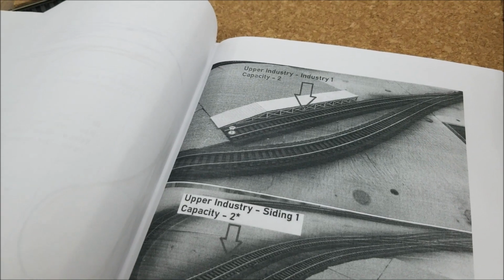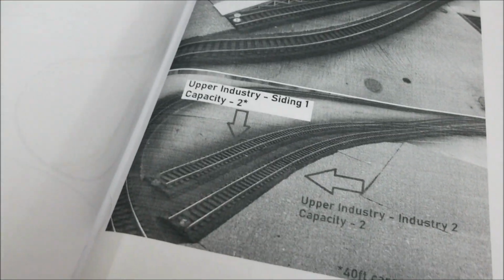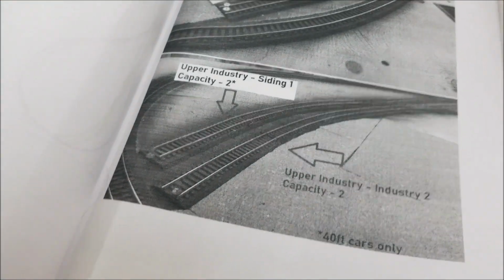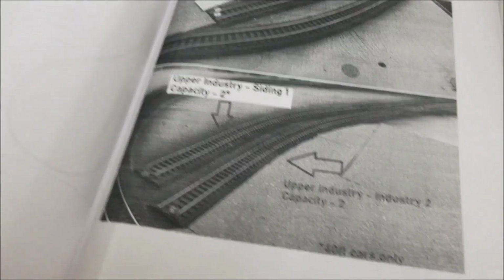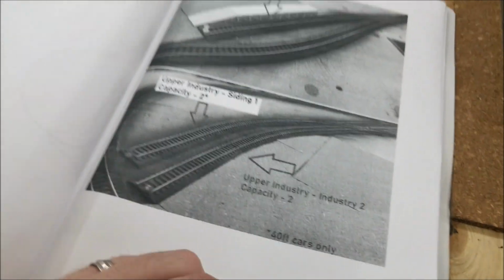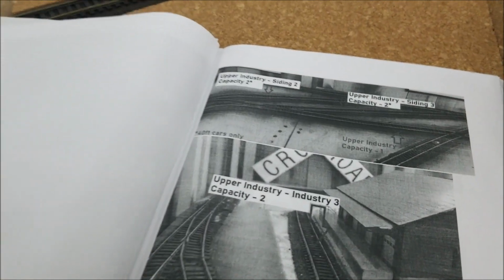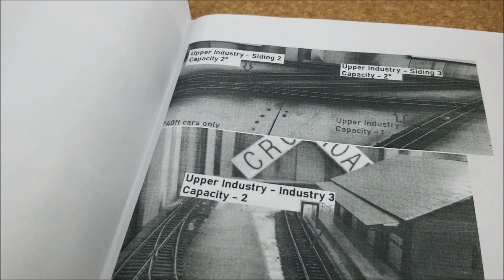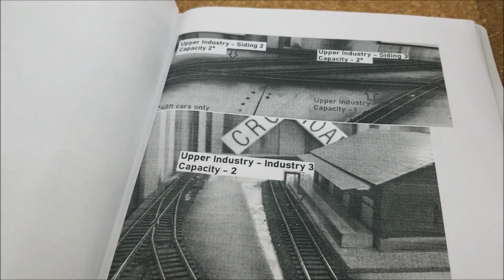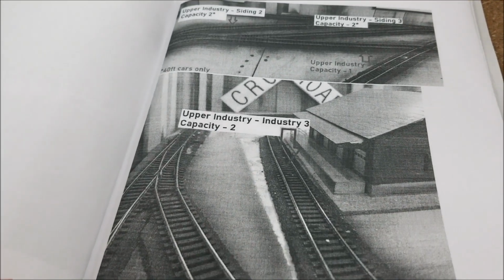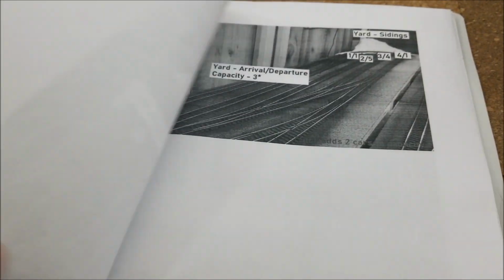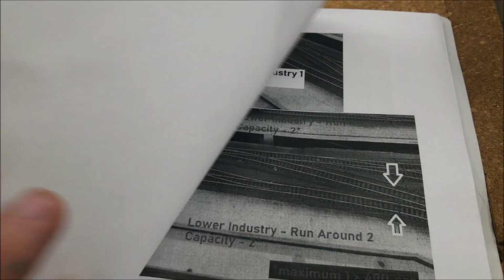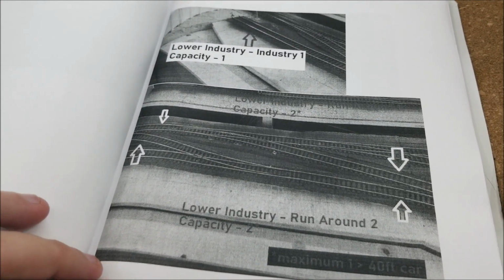So in the upper industry, you have industry 1, you have industry 2, you have siding 1 with capacities, and some capacities have an asterisk for 40-foot cars only. So upper industry sidings, industry 3, yard leads, that kind of stuff. So just basic pictures showing off what everything is referenced.